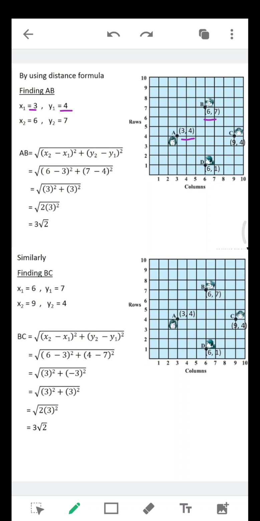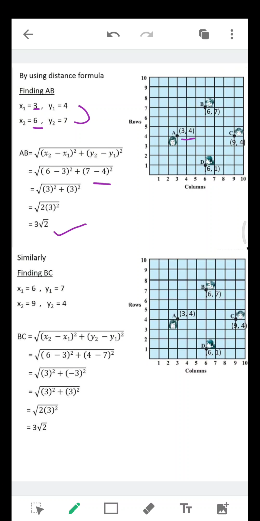So using the distance formula, x2 minus x1 whole square. What is x2? Yes, x2 is 6 and x1 is 3. So 6 minus 3 whole square and 7 minus 4 whole square, that is y2 minus y1. So 3 square plus 3 square gives you 2 times 3 square, that is 3 root 2.